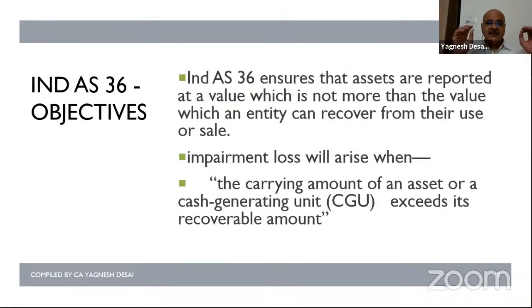We say that all assets should be reported at a value which is not more than the value its entirety can recover from use or sell. So when I say value in use, I am referring to use. And when I say sell, I am referring to fair value less cost to sell. Now, when will the impairment loss arise? When the carrying amount, for example in our case 90,000, of an asset or a cash generating unit exceeds its recoverable amount. Okay, fine. This is the measure.